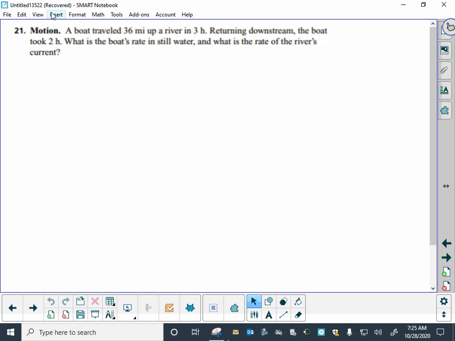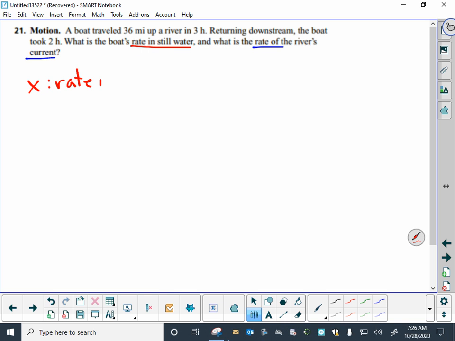Okay, the thing about boats is that the current will add to their speed if they're going with the current, and it will take away from it if they're going against it. But it does ask for the rate in still water, and it asks for the rate of the current. So those are the two things we want to know. We don't know them, so we're going to make those our variables. We'll make x the rate in still water, and we will make y the rate of the current.